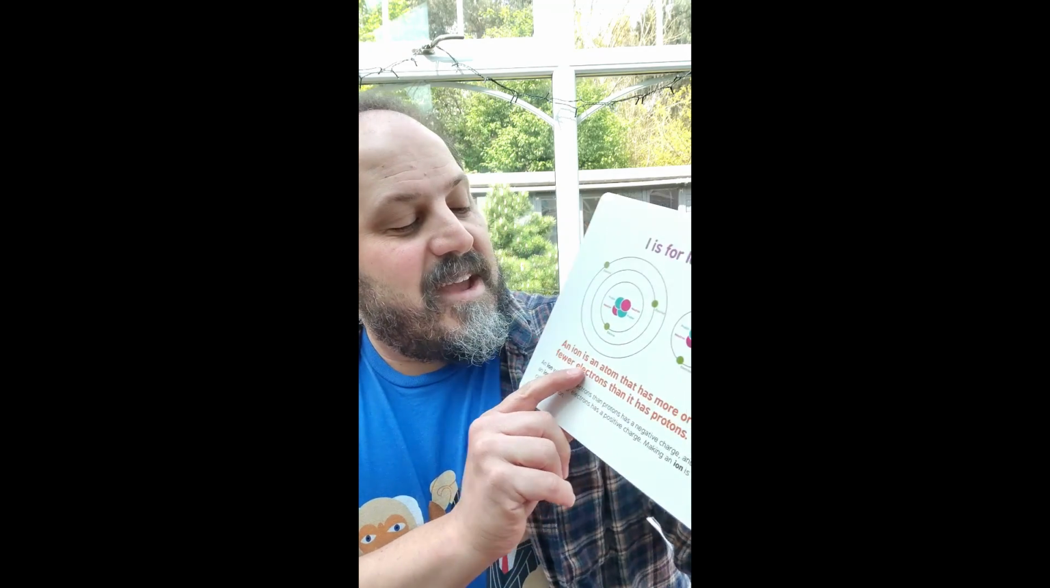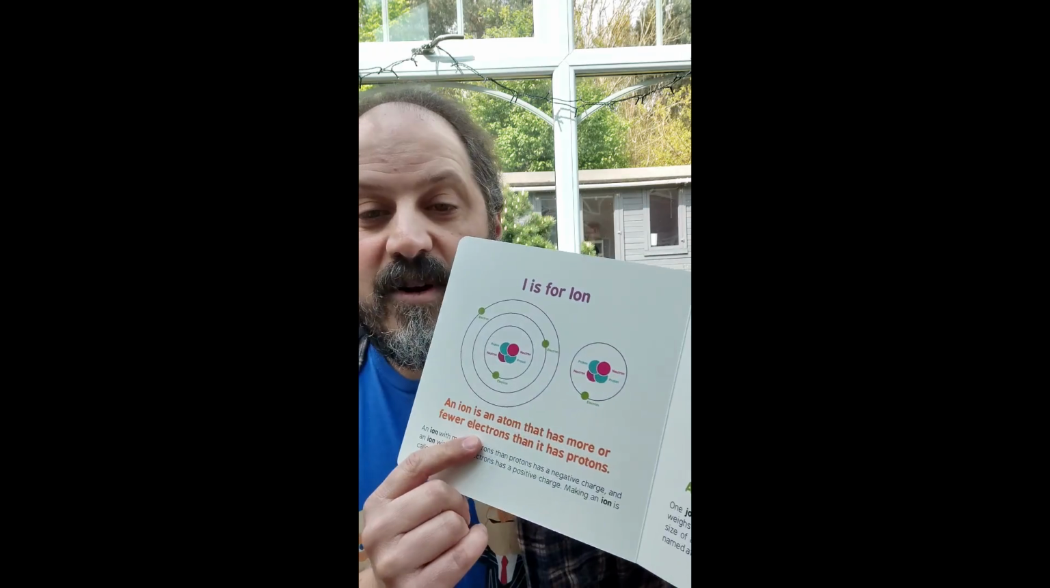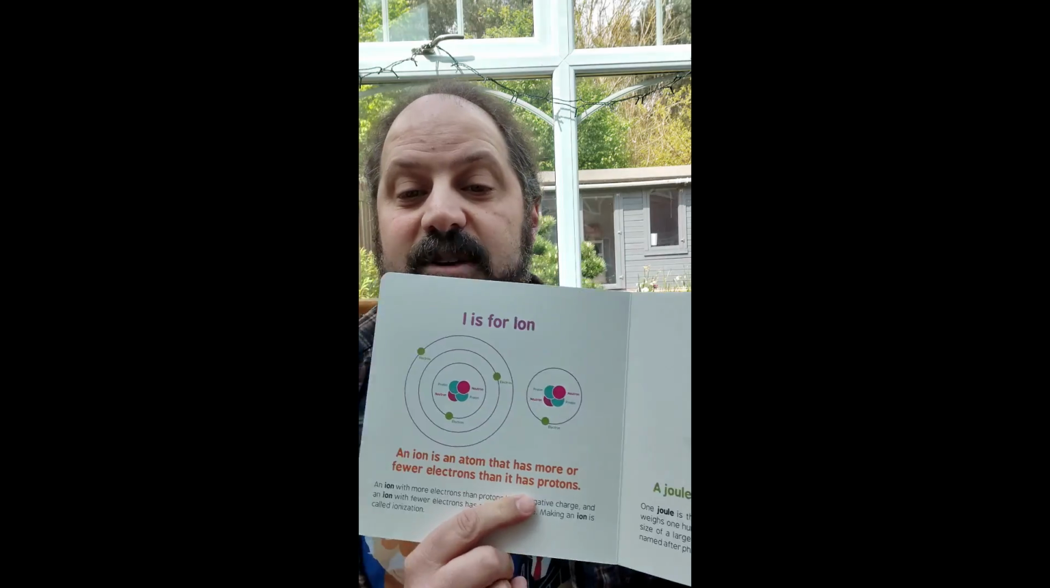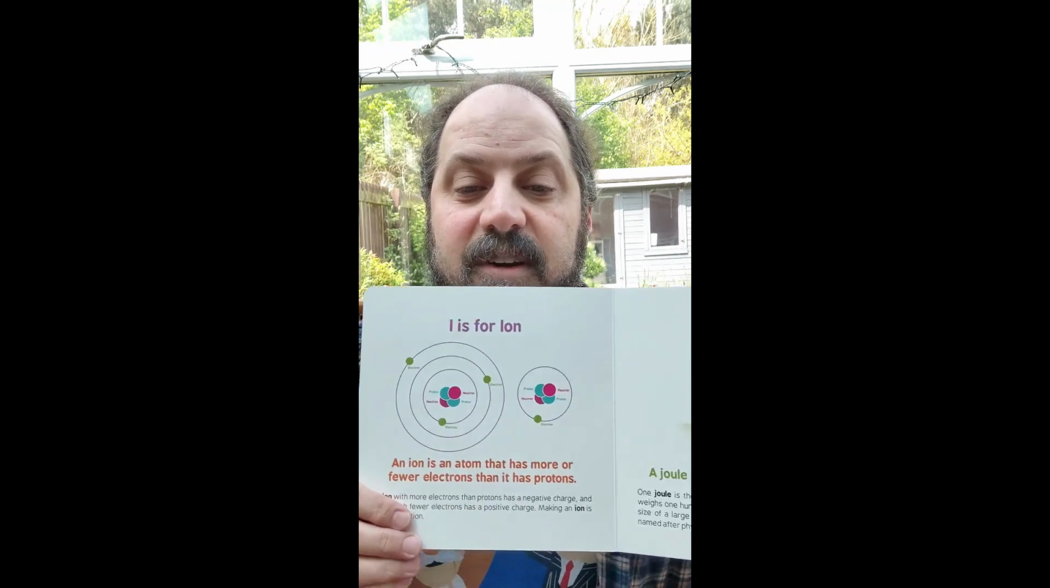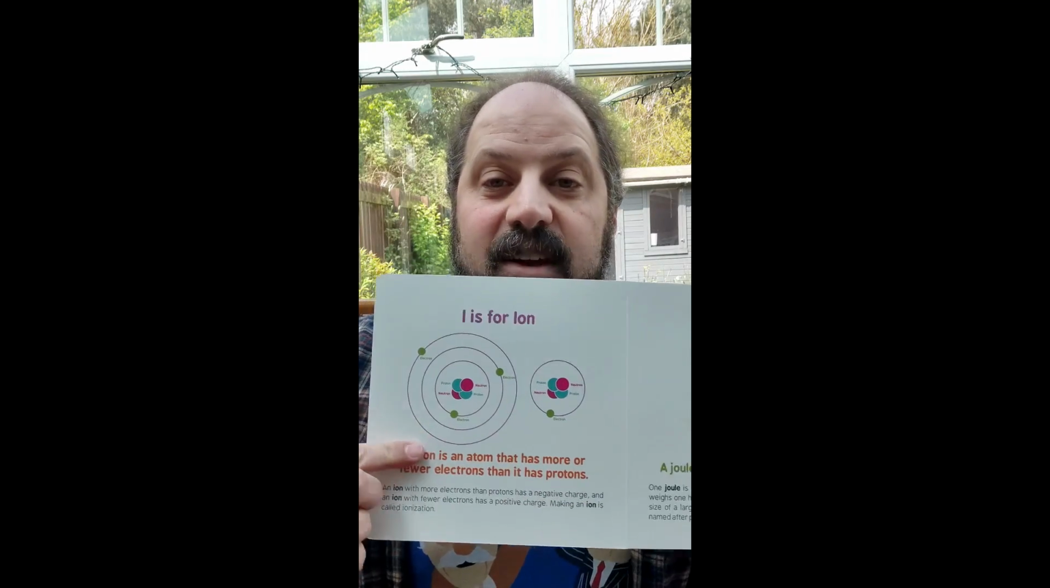I is for ion. Ooh, ion. An ion is an atom that has greater or fewer number of electrons than it has protons. So it either has a net negative charge if it has a greater number of electrons, or it has a net positive charge if it has fewer number of electrons. And making an ion is called ionization.